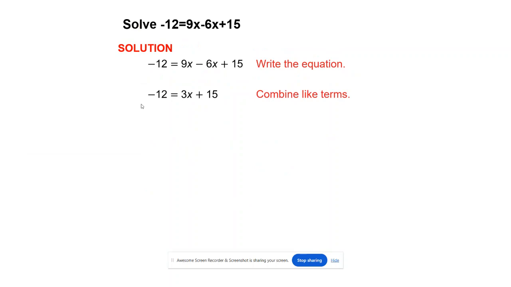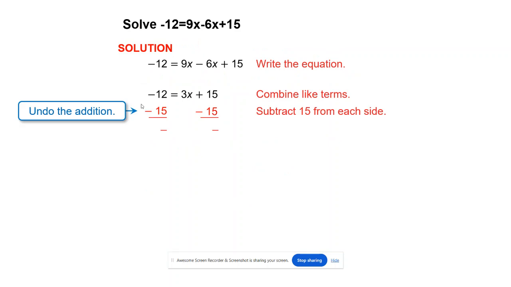Our goal is to still get x all alone on one side of the equal sign. So to do that, we need to move that plus 15. Well, the opposite of adding is subtracting, so let's subtract 15 from both sides. That's going to cancel our 15 minus 15 on the right, and we're left with negative 27 equals 3x.